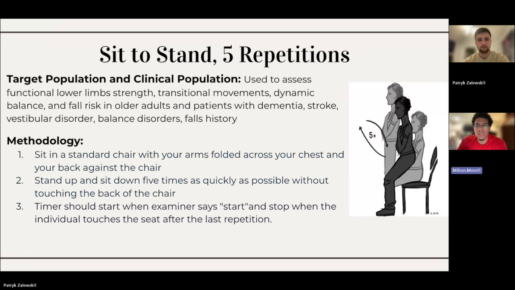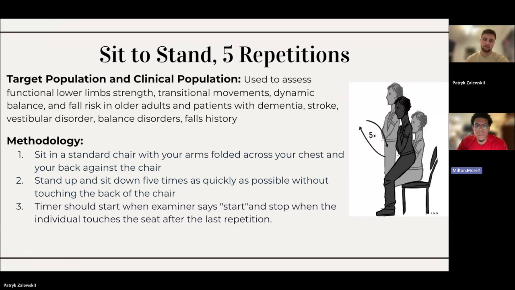And now we'll move on to the sit to stand 5 repetition test. What this test is used for is to assess the functional lower limb strength, transitional movements, and also dynamic balance, along with fall risk in older adults and patients with either dementia, a stroke, a vestibular disorder, balancing disorders, or even fall histories.